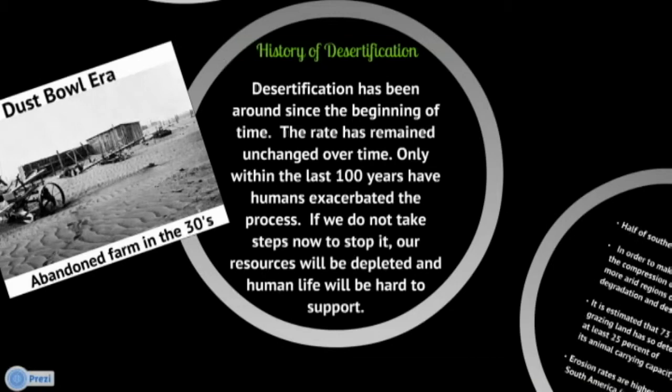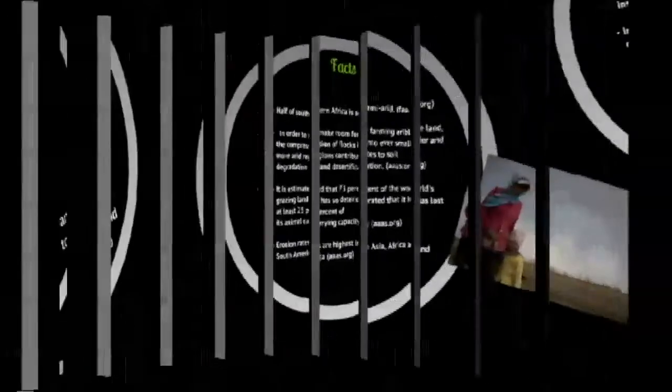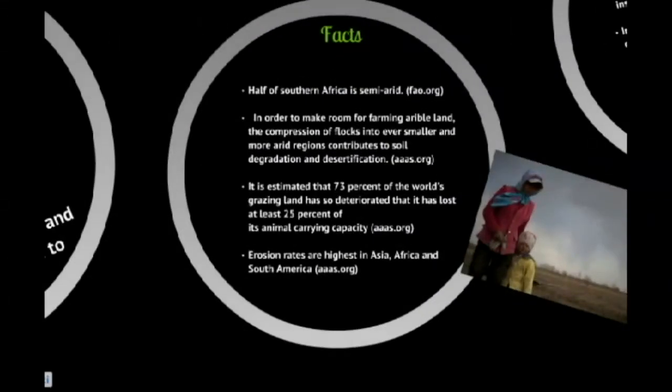Now, if you think about it, desertification has been around since the beginning of time, right? Well, the rate remained unchanged until only within the last 100 years, when humans started actually exacerbating the process. If we don't take steps now, our resources will be depleted and human life will be hard to sustain. About half of southern Africa is semi-arid. This puts it at risk for desertification, but efforts are being made to help Africans learn about the effects of overgrazing on their lands, and they are also being taught farming practices that are sustainable and productive.